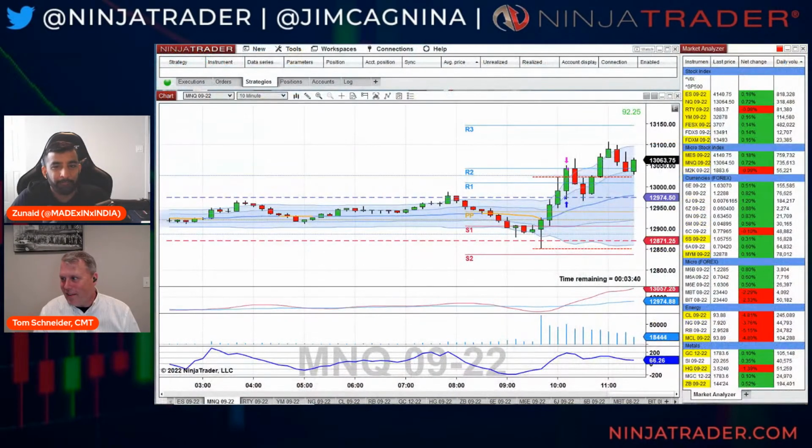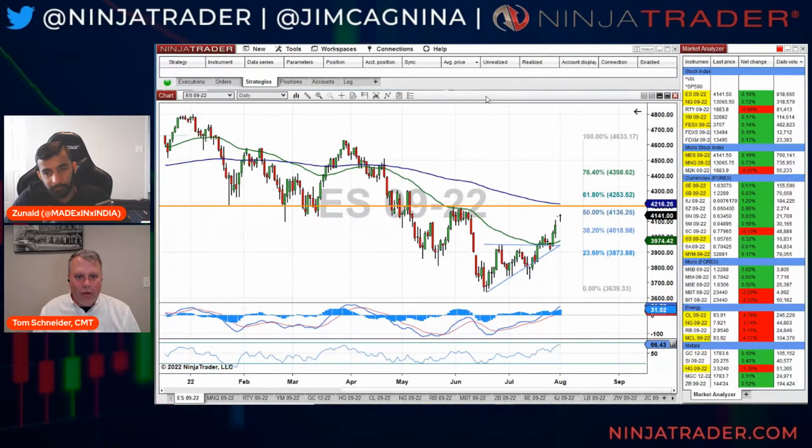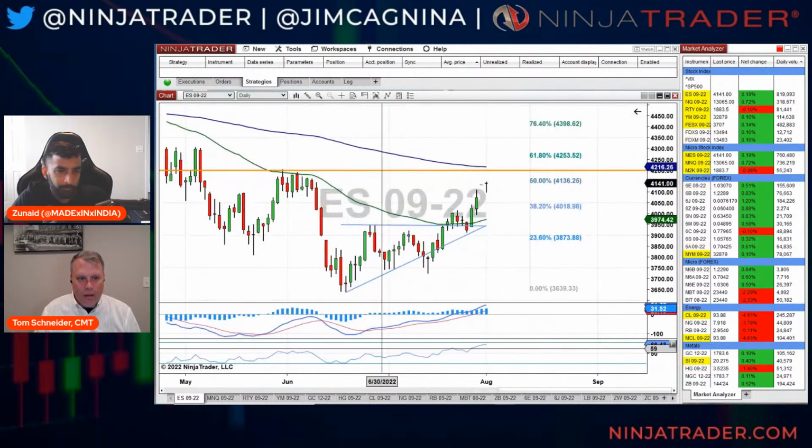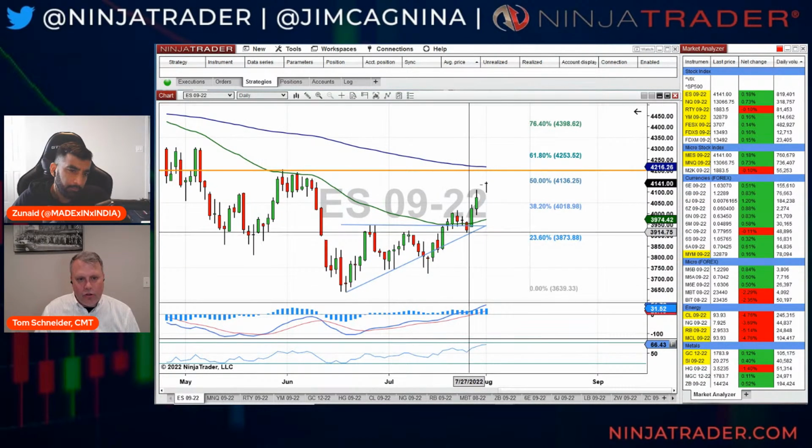Let's take a look at this. Tip of the week. On the E-mini S&P, we've talked about this ascending triangle, and I'm going to blow this up just a little bit. You'll see here, maybe you could see it, these two blue lines that indicate an ascending triangle.